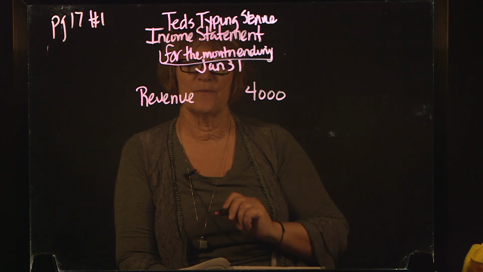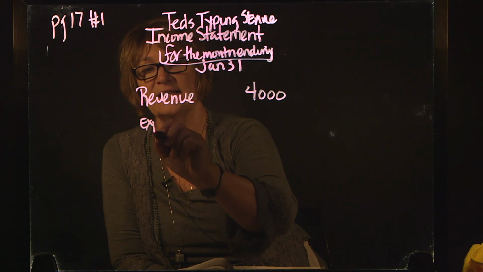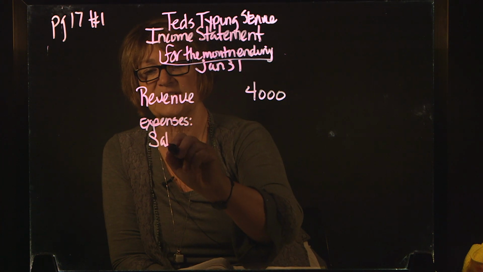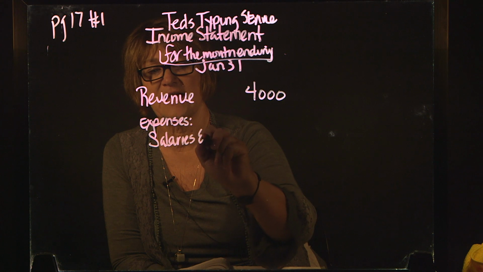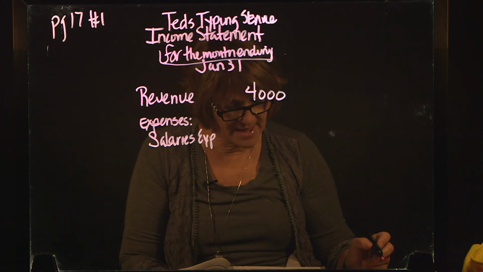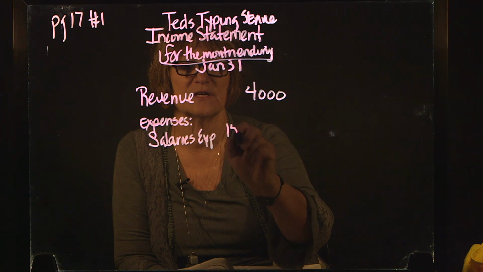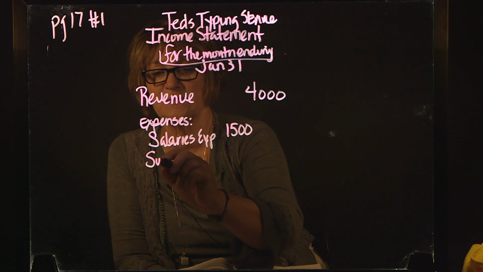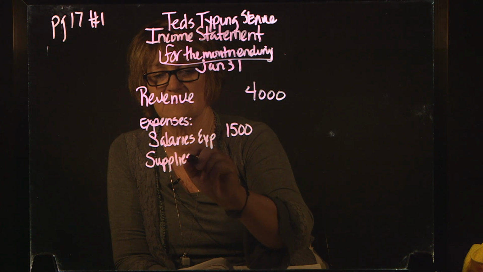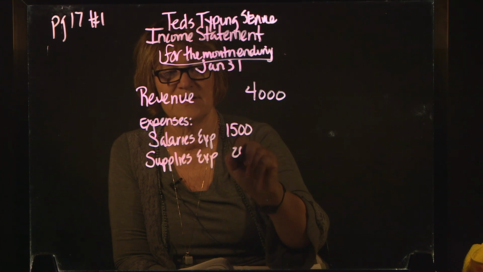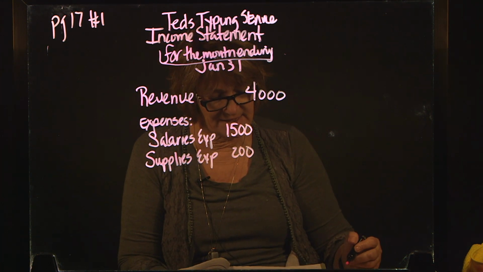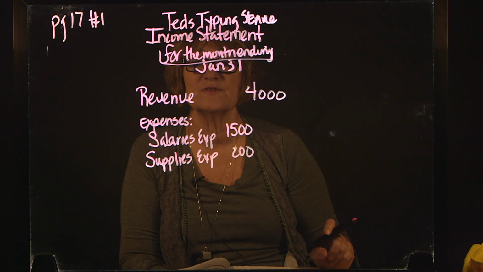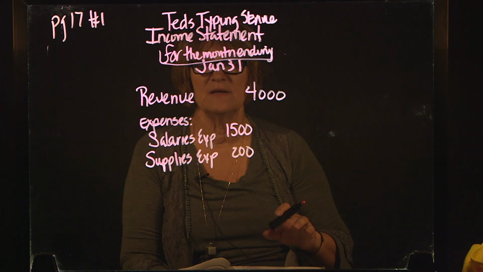So we go ahead and we put the revenue, and now we go ahead and list the expenses. The first expense we had was salaries expense, and the amount of salaries was $1,500. They then told us that we had supplies expense for $200. And then it goes on to tell us that we incurred, which means we used up, $50 of advertising expense, but we didn't pay it.